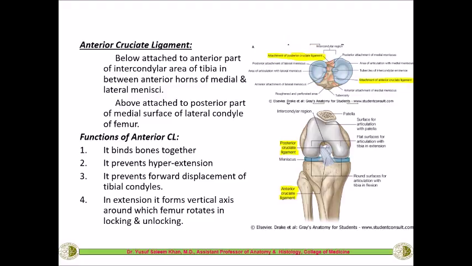This is about the anterior cruciate ligament. So these are some of the functions of the anterior cruciate ligament. It binds the two bones together, it prevents hyperextension, it prevents forward displacement of the tibial condyles, as well as in case of extension, it forms the vertical axis around which the femur rotates on the tibia.